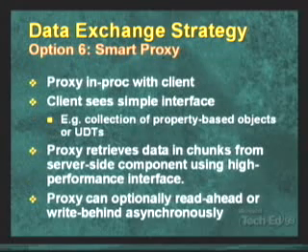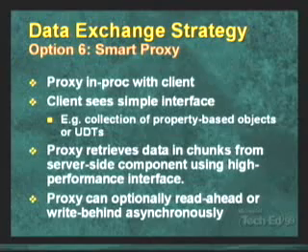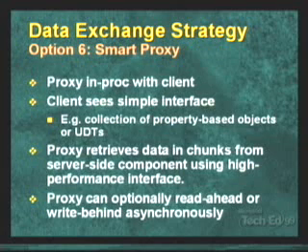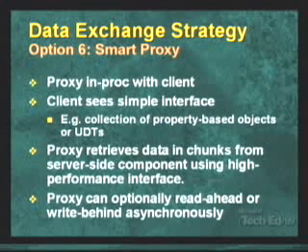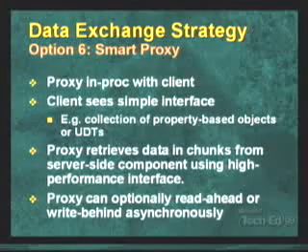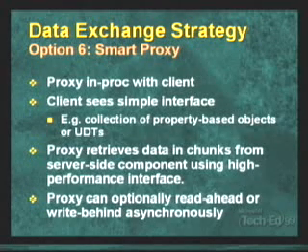You can sort of start combining these techniques in something called a smart proxy. The proxy runs in process with the client, and the client sees a simple interface through that proxy. For example, a collection of property-based objects. This makes it very easy for client applications to write their code. And behind the scenes, what the proxy is doing is retrieving data in chunks using a high-performance iterator-type interface. It's very efficient. And optionally, the proxy can do some sort of asynchronous reads, do read ahead or write behind, so that the perceived performance for the client is improved.